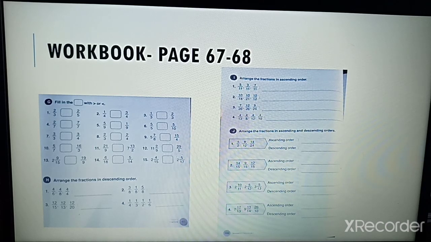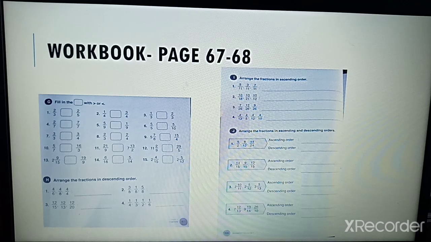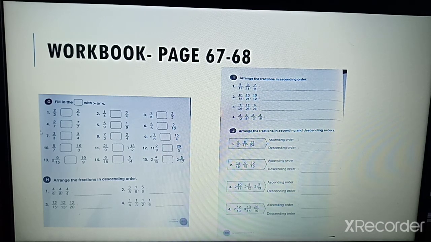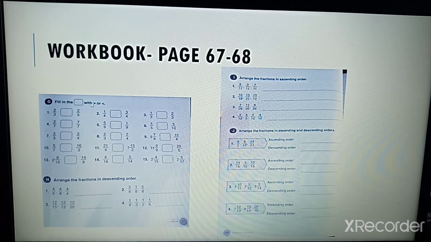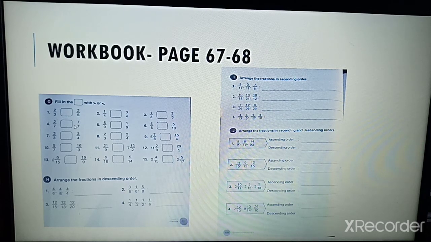So for your activity today, kindly open your workbook on page 67 to 68. You're going to answer letter G, H, I, and then J. For letter G, you're going to compare the two fractions using lesser than or greater than. So which one is lesser than and greater than? Write your answer inside the box.